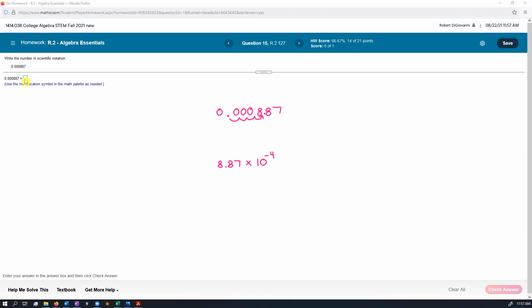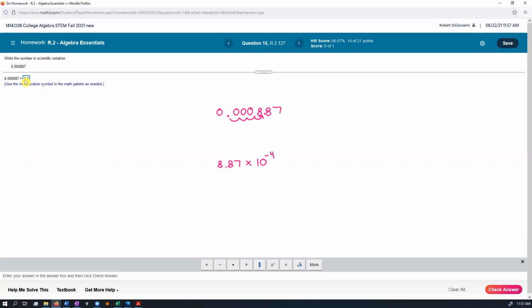So there we go. 8.87 times 10 raised to the negative 4.